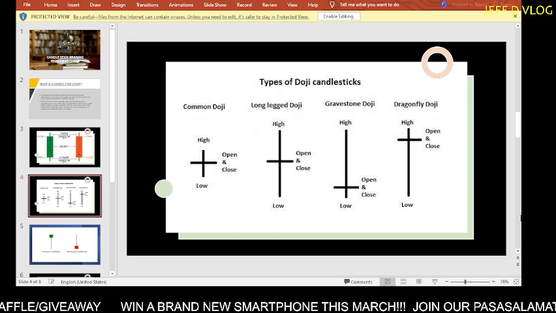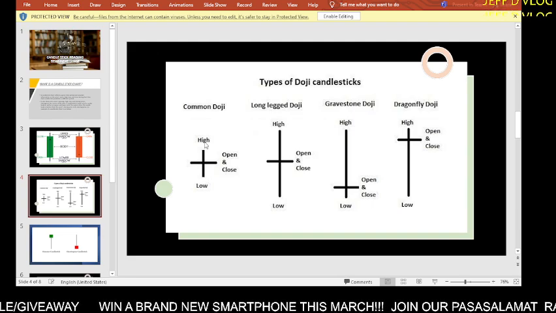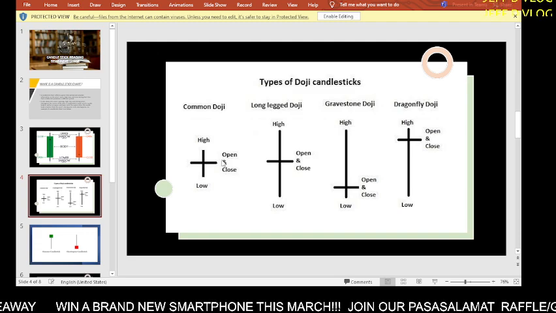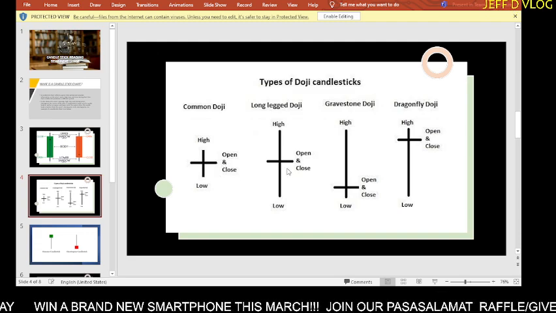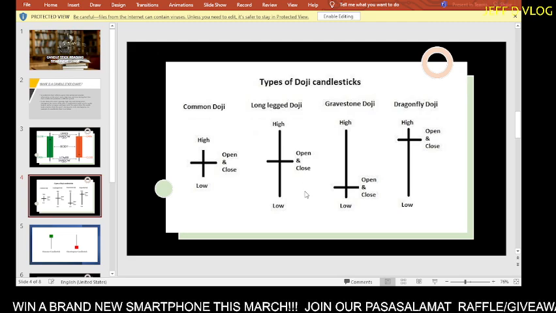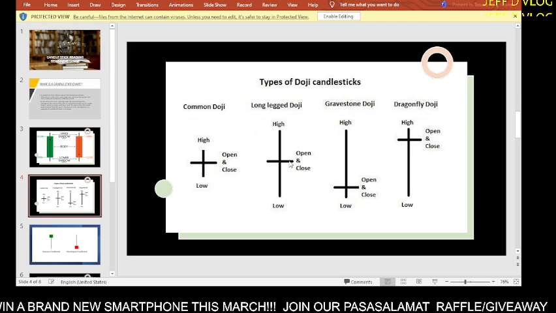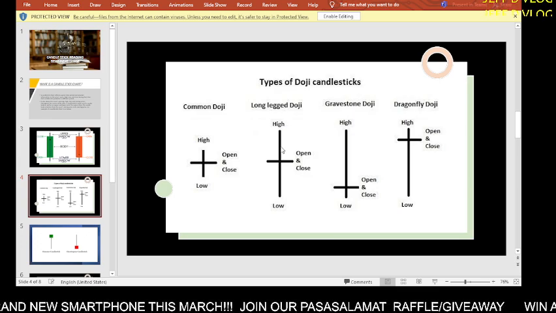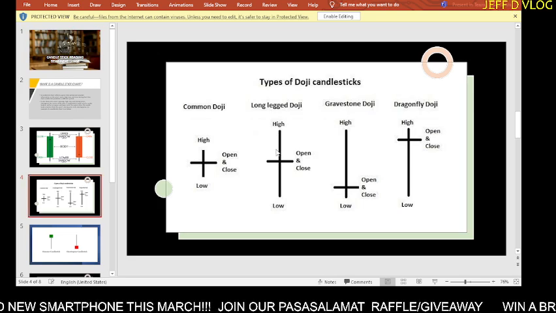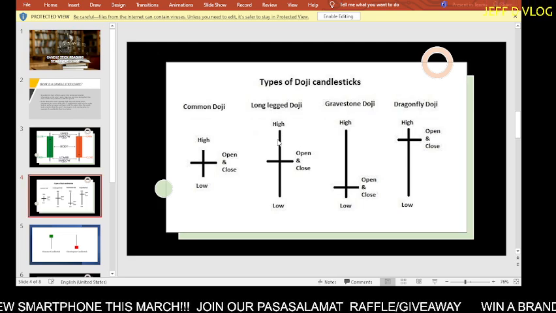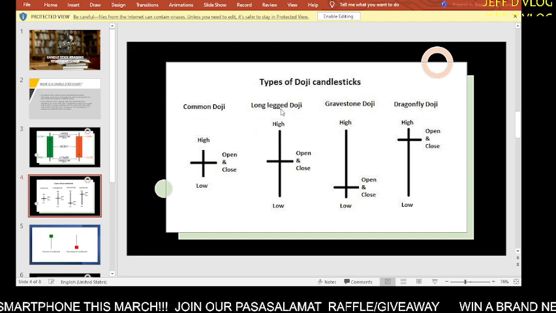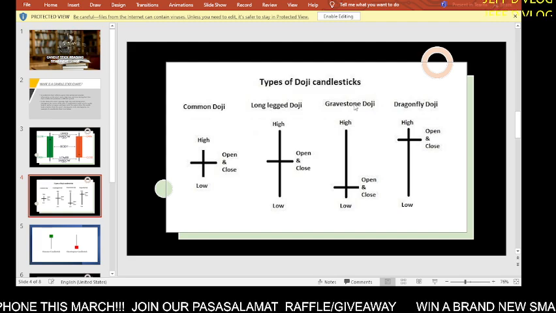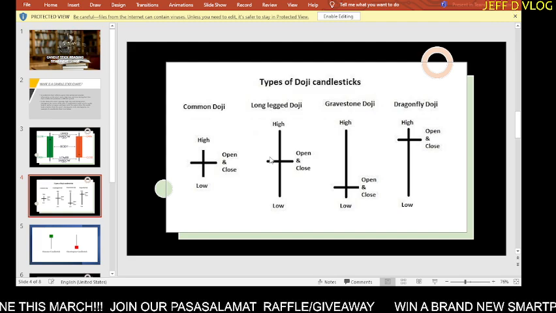So Doji, we have of course the common Doji. The vertical and the horizontal thin line are just equal, where it opens and closes. We have the long-legged Doji. The horizontal is shorter and the vertical line is longer. That's why it's called long-legged Doji. If you take a look at them, they're all like a cross, but in different patterns.